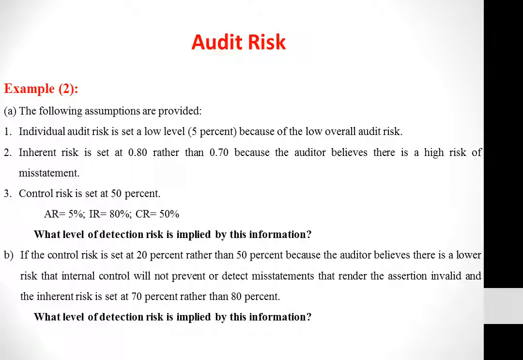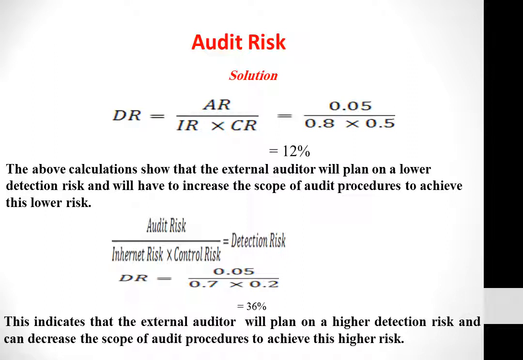Let's see how we are going to solve for detection risk. We are going to solve this equation. I'm going to find out the level of DR, detection risk. DR equals AR divided by IR multiplied by CR.